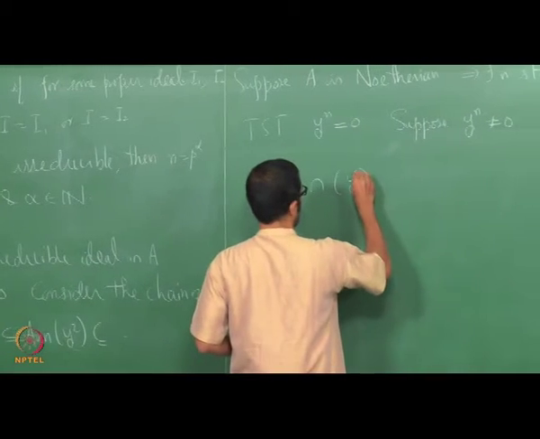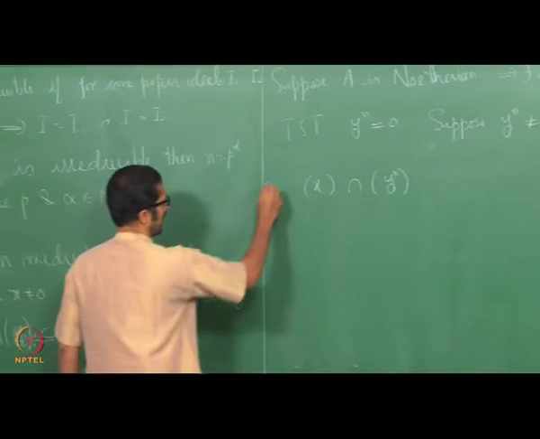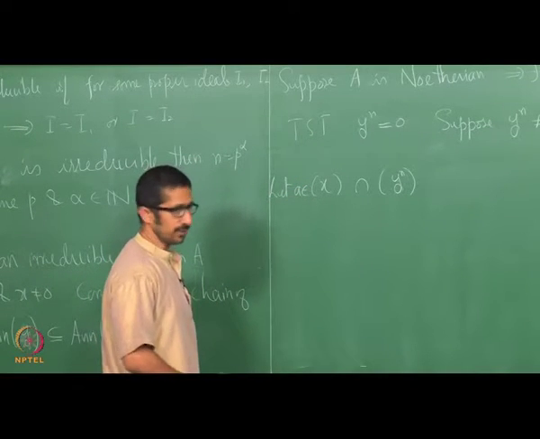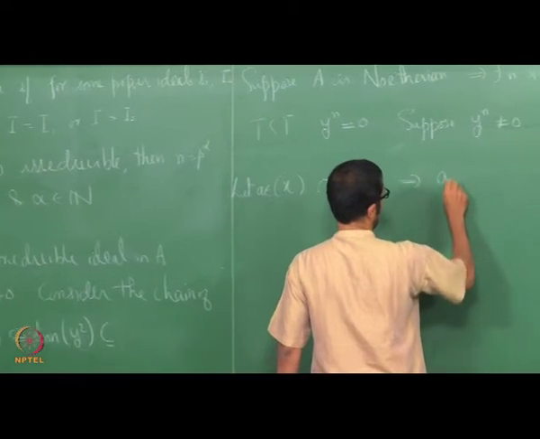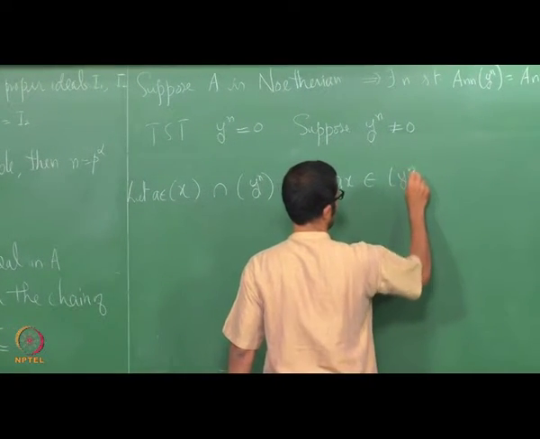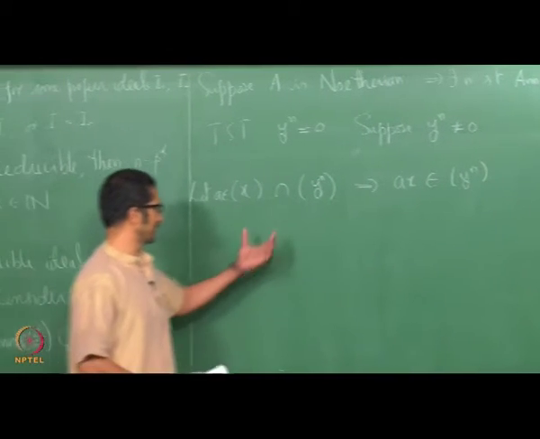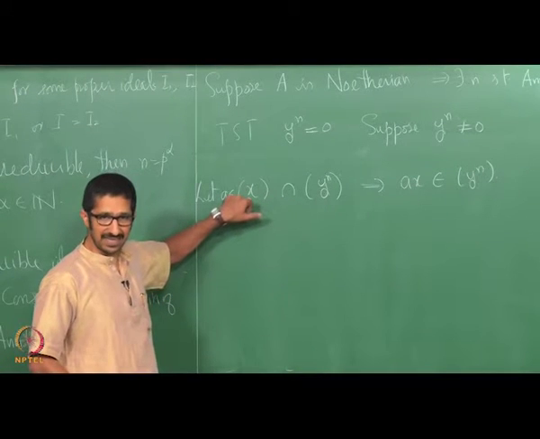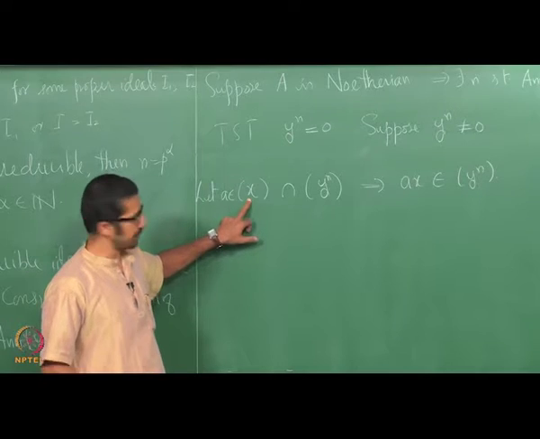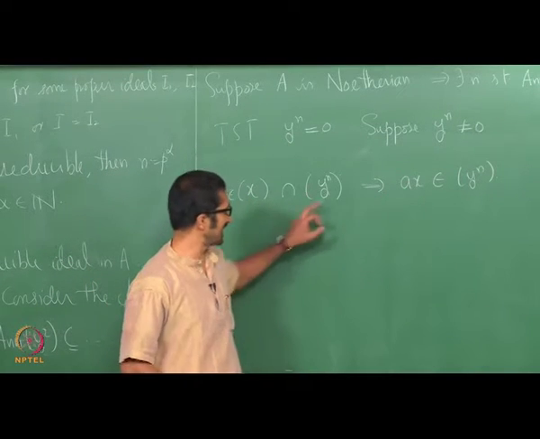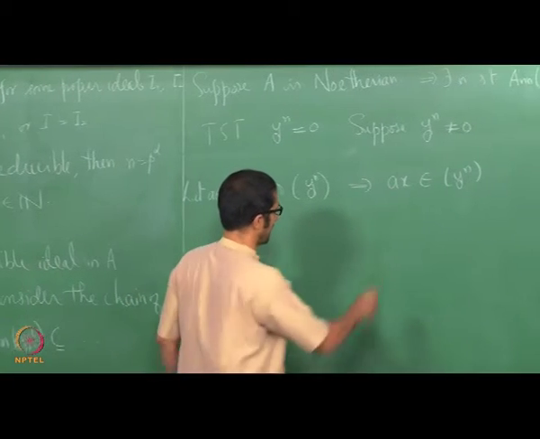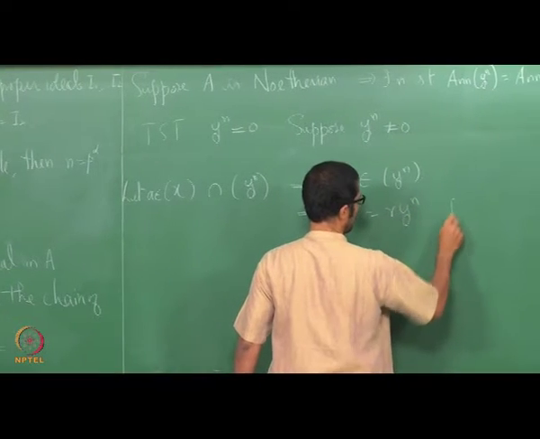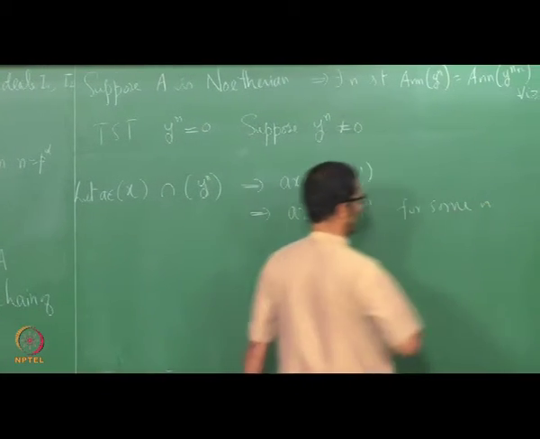How about y power n? Suppose I have b belongs to the intersection of (x) and (y power n). What does that mean? You start with some element b in the intersection, b is in the ideal (x). So, therefore, b is of the form ax, but that is there in (y power n). So, I can write this implies that ax is equal to r y power n for some r.